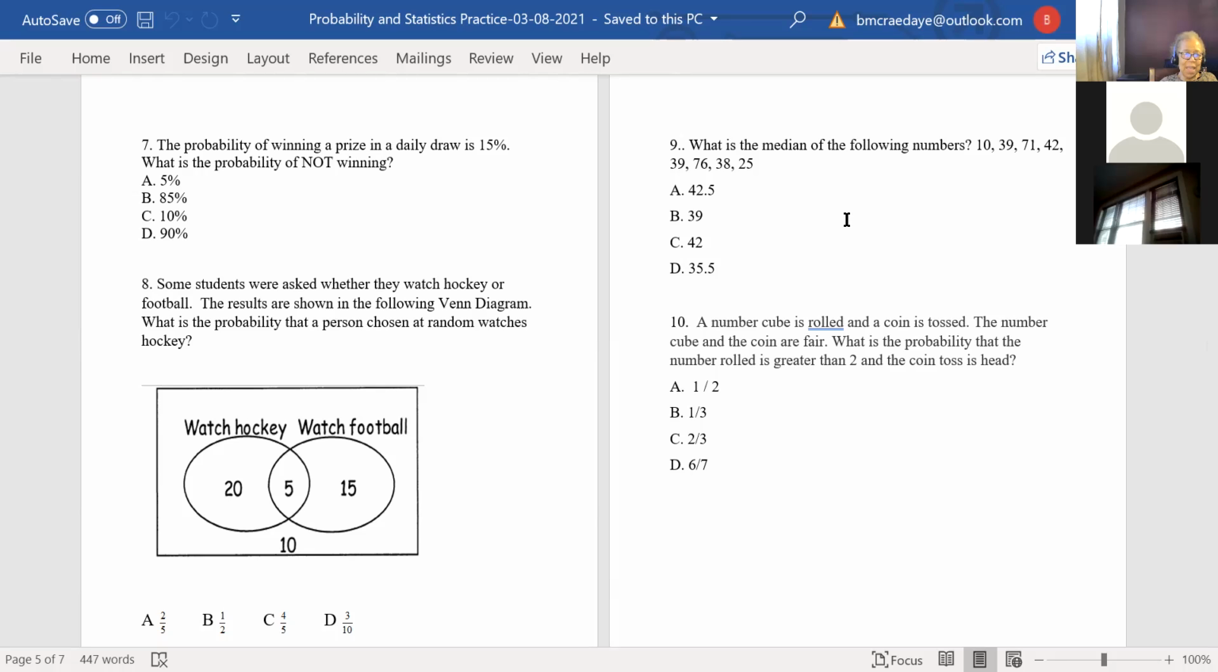Okay, number 10, you have 2 independent events. You have a coin toss and a cube rolled. What is the probability the number is greater than 2? That's for the die, the cube, which is a die, and the coin toss is heads. Now this is where you have to find the probability for the cube and the probability for the coin and multiply them. Okay. All right, that would be for number 10.